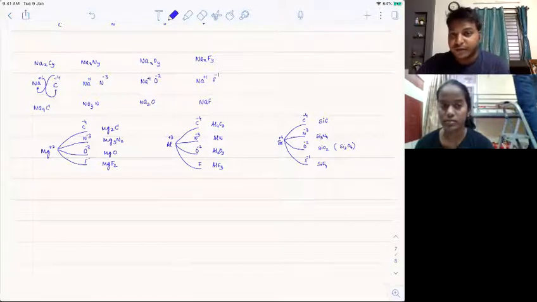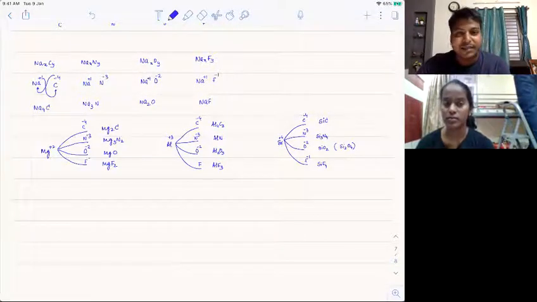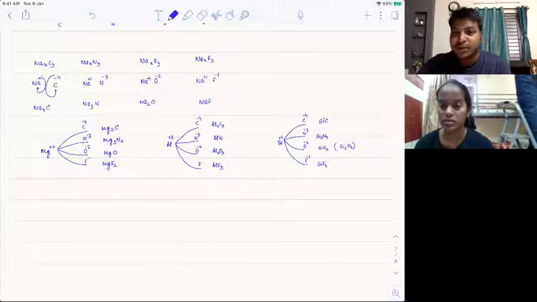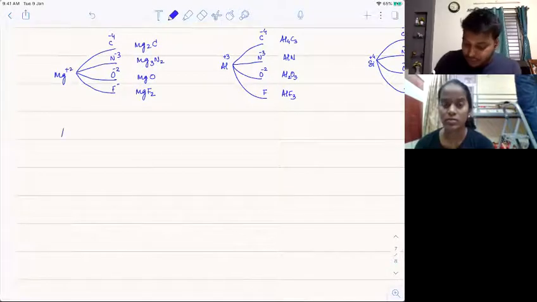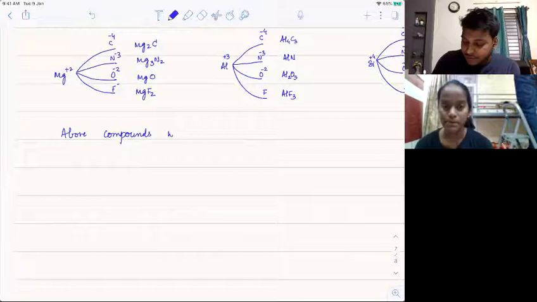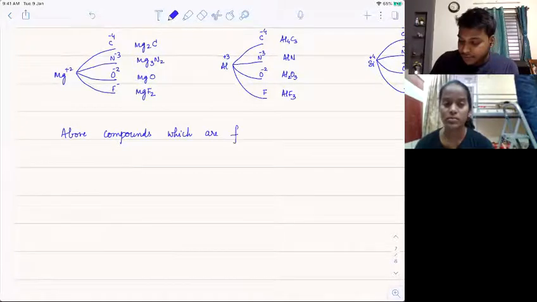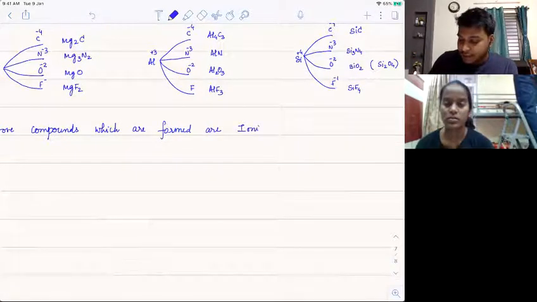And in a molecule, if you see these numbers, they are simply balancing the charge. Got it? Now, all these molecules we have discussed, considering they are ionic. Considering these are all ionic compounds. There are compounds which are covalent also. So write down that above compounds which are formed are ionic forms. Right?